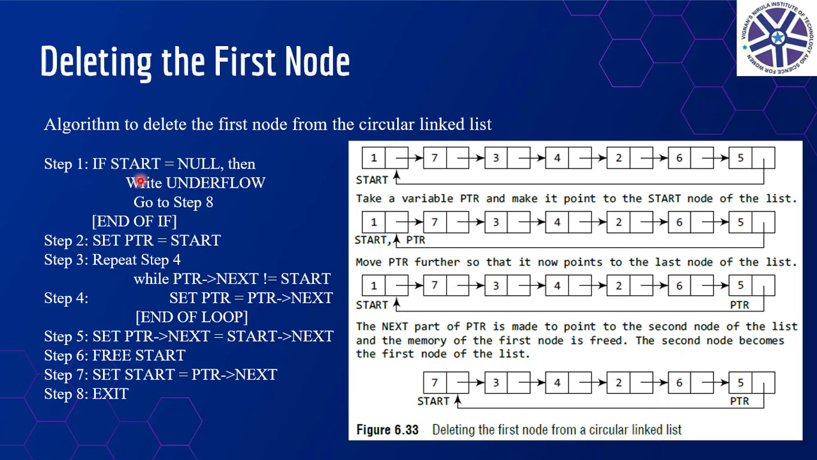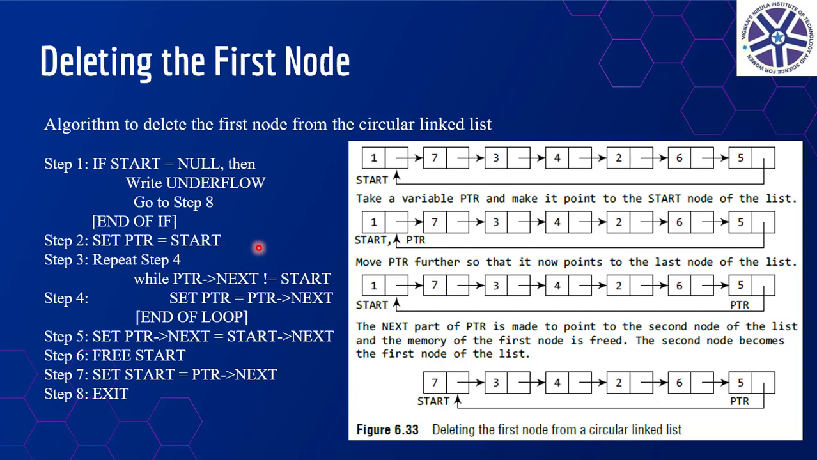In step 1, we are going to check the underflow condition. What is the underflow condition? If start is not there, if there is no start at all, it means there is no linked list at all. Every time you need to delete a node, you have to check whether there is an existing linked list or not. Start actually points to the address of the first node, so if there is no start, there is no linked list. This step is the same for every deletion. Since in our case start is not null, we go to step 2.